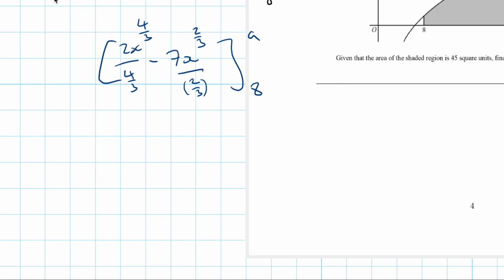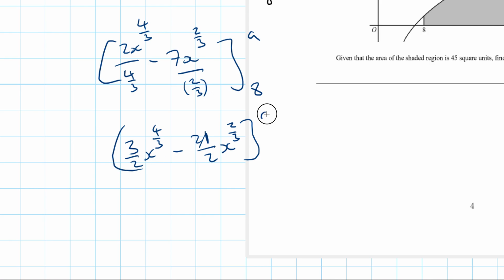From here we can tidy this up, so 2 divided by 4 over 3. Again there's no need for mental maths to work this out, although it should be straightforward, but it's going to be 3 over 2, so it's 3 over 2x to the power 4 over 3, minus, and then again we need to plug in the next one, so it's going to be 7 over 2 over 3, so it's going to be minus 21 over 2x to the power of 2 over 3 between a and 8. So we've got to this stage now, and we know that this is equal to 45.